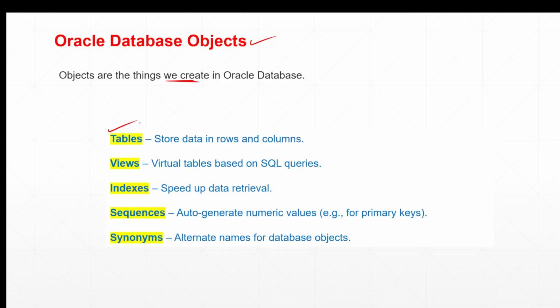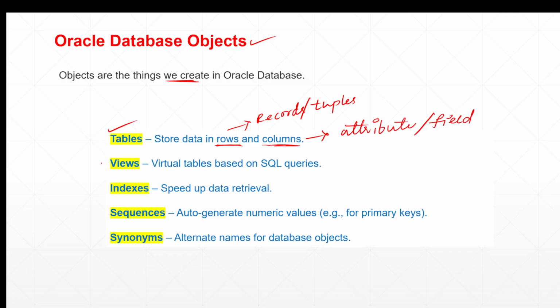Firstly, tables. We store information in tables. Here we store data in rows and columns. Each row is known as a record or tuple. And each column is known as an attribute or field.